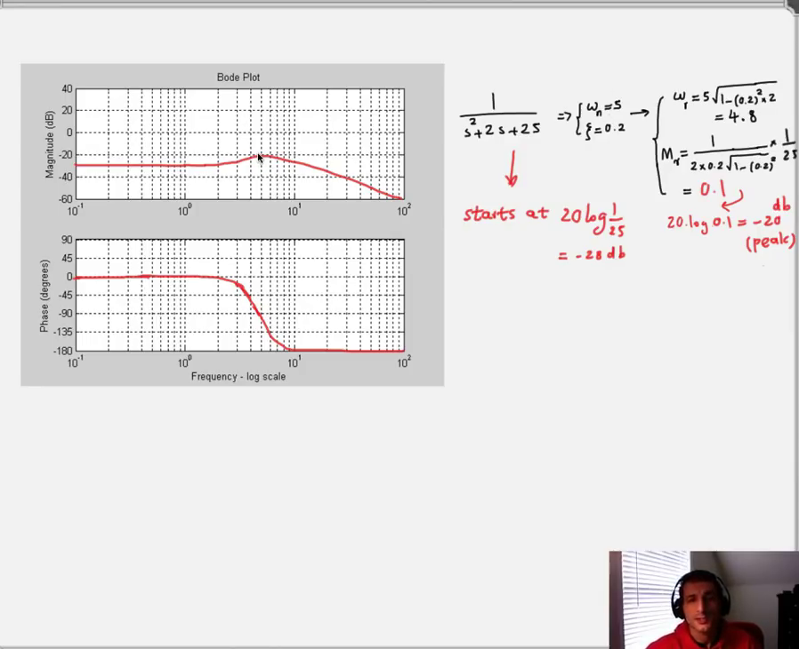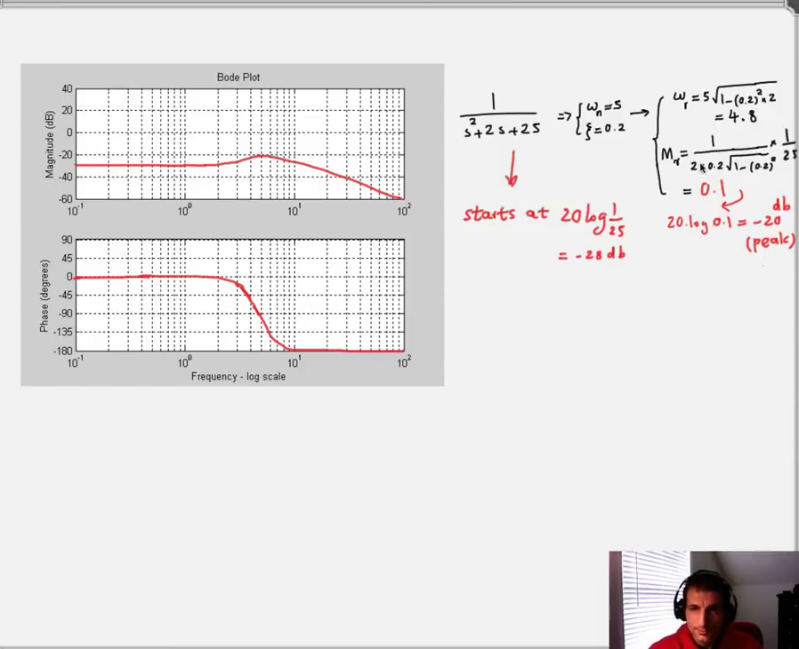If you're also interested in knowing the magnitude, if you start flat, the magnitude here is going to be 20 log of 1 over 25, which is going to be negative 28 dB, which is this point. So it's just going to start flat and go up. There's going to be a peak and you come back down. And the slope of this is negative 40 dB per decade.